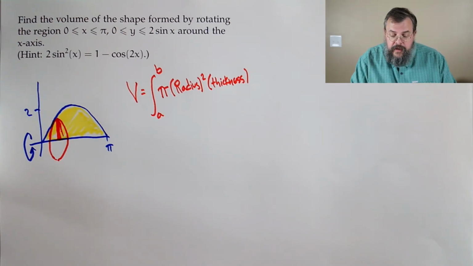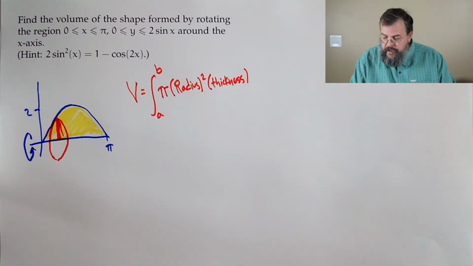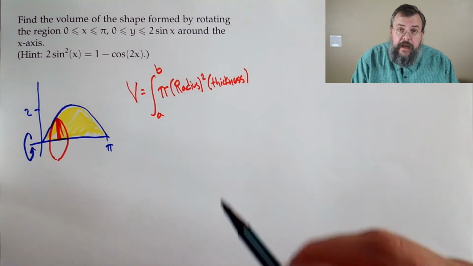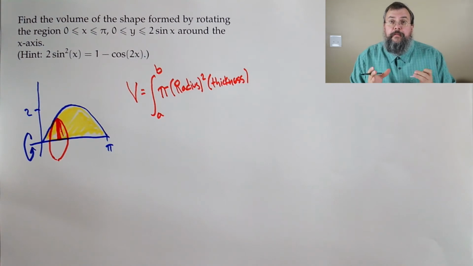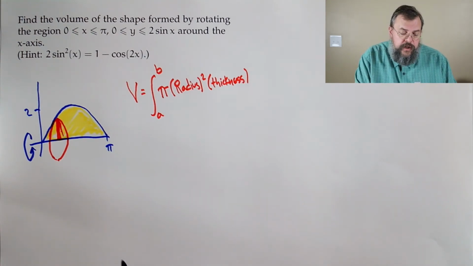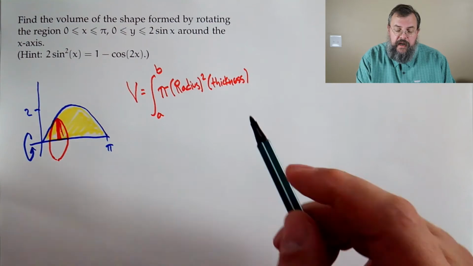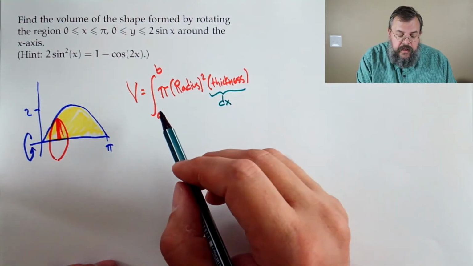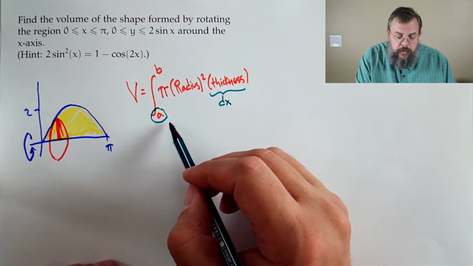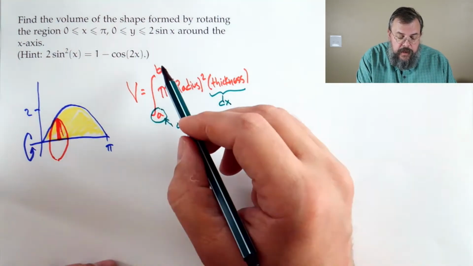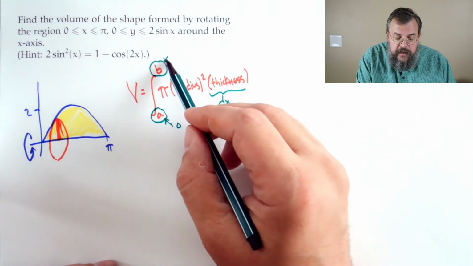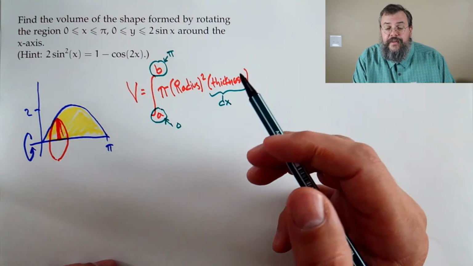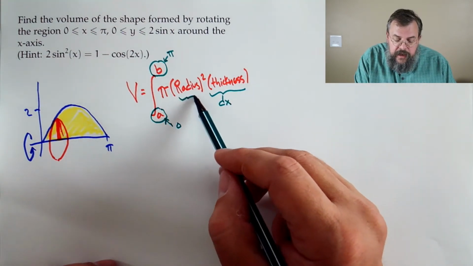Okay, lots of these things are pretty easy to spot. For example, our thickness. Our thickness reflects how we're choosing to slice things up. In particular, we're thinking of moving x from 0 to pi. So here, our thickness will be our dx. Our bounds: we start at x equals 0, we end at x equals pi. Now this pi is just pi, nothing changes, it's a constant. That leaves us with the radius.